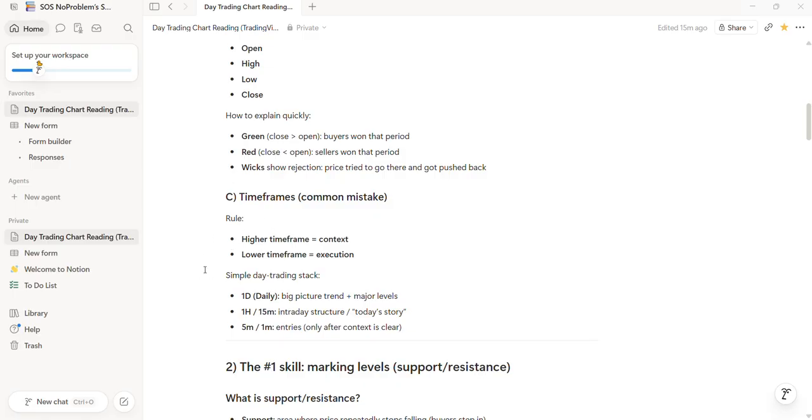Time frames: it's a common mistake. Higher time frames equal context. What they're basically explaining is that with a higher time frame, you're seeing a bigger picture of what is going on, so you can have a better read and a better entry.